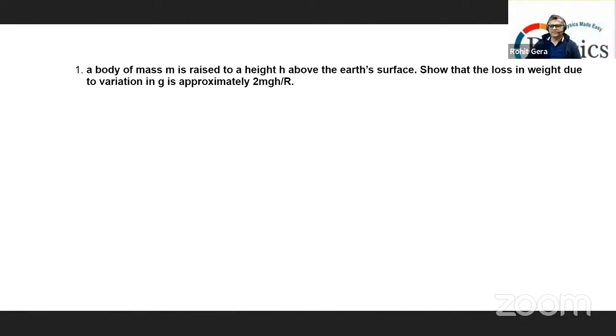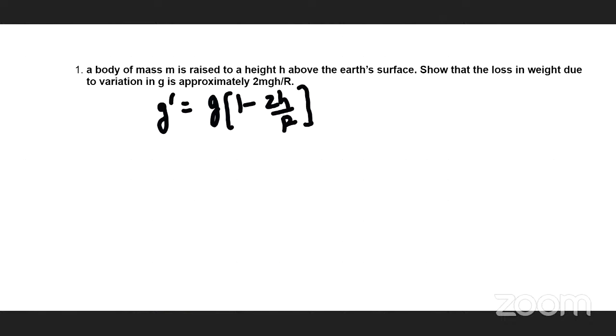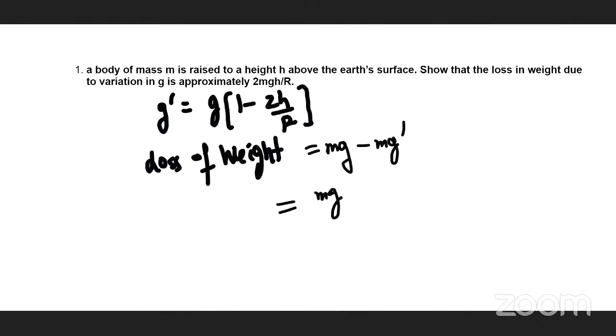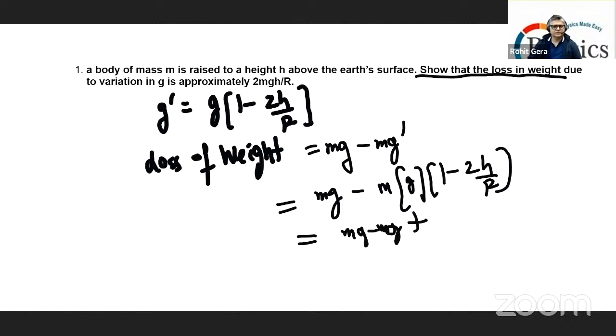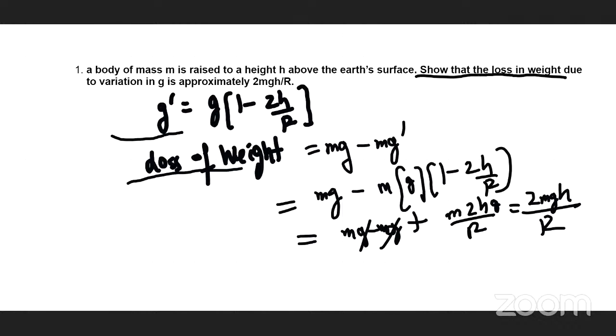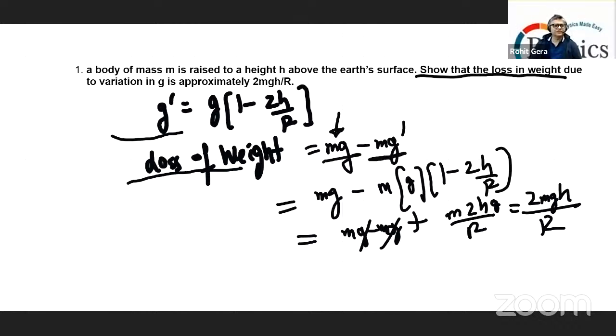ये भी हमने करा डेरिवेशन. हमने नई g निकाल ली थी. डेरिवेशन बिलो द अबव. g' आया था हमारा. g into (1 - 2h/R), राइट? सो लॉस ऑफ वेट कितना आ जाएगा? लॉस ऑफ वेट पूछा है क्या? यस सर, पूछा है. आ गया. प्रूव्ड. दिस इज द न्यू ग्रेविटी एट हाइट h. द लॉस विल बी ऑन द सरफेस. इतना वेट था. हाइट पे जाने से इतनी ग्रेविटी थी तो इतना वेट हो गया, तो लॉस ऑफ वेट.